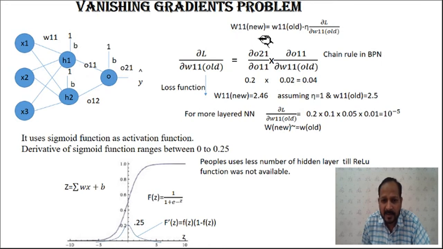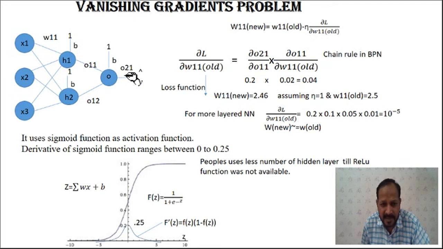Here the weight updation formula is W11 new equals W11 old minus eta, where eta is the learning rate, times the derivative of the loss function, dL by dW11. What we are going to do is find the effect of the weight change W11. Suppose you want to find the effect on the loss function, or the error function, of changing the weight W11. We can find this by taking the derivative of the loss function with respect to the weight. This can be found using the chain rule, which is used in the back propagation algorithm.